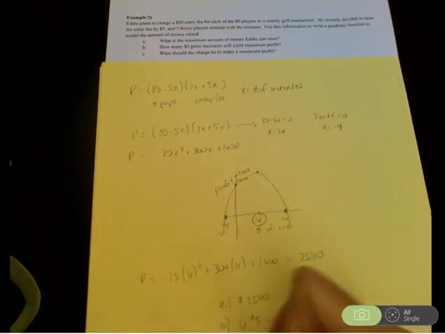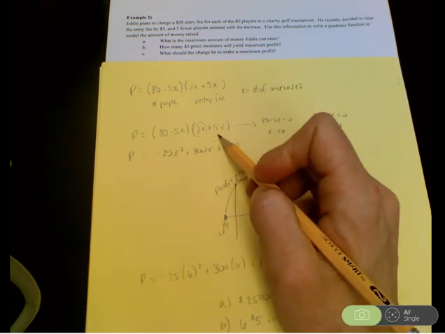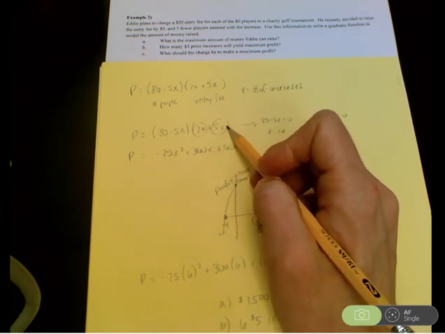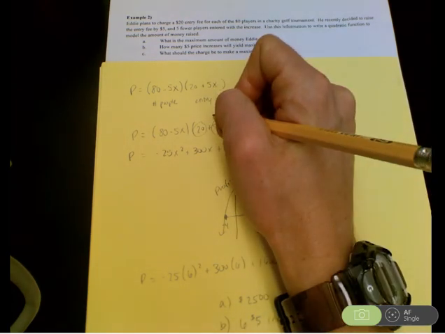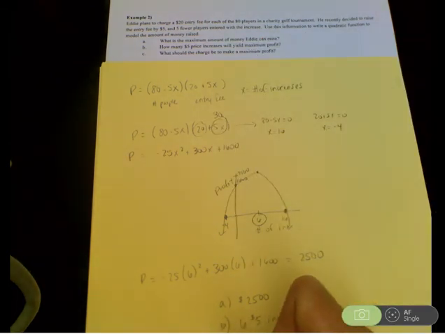And finally, what should the charge be? Well, I started off with $20. I increased this $5 6 times, so that's 20 plus 5 times 6, which is 50. So we actually have a $50 entry fee. And that's it.